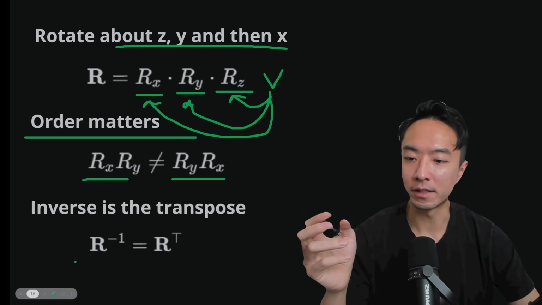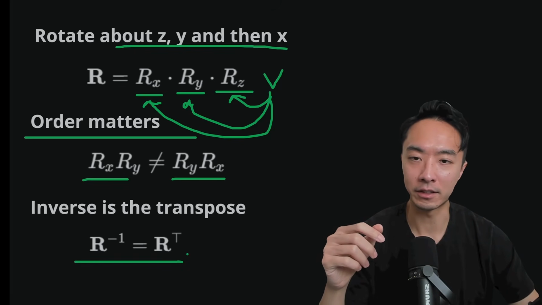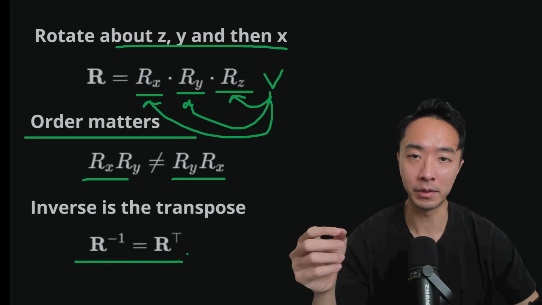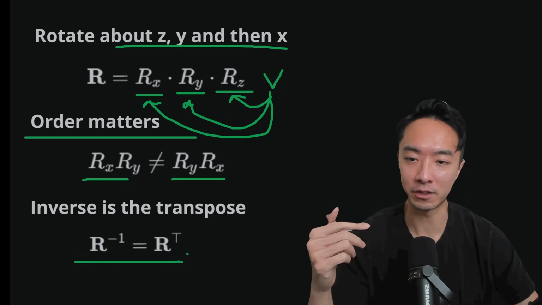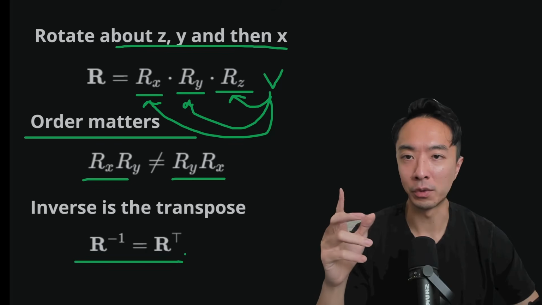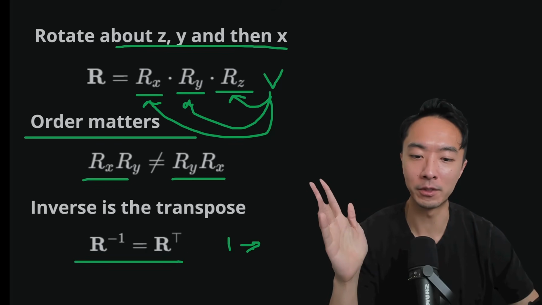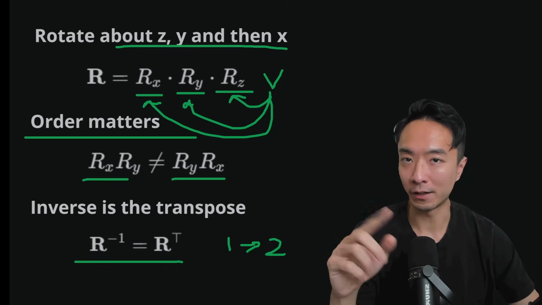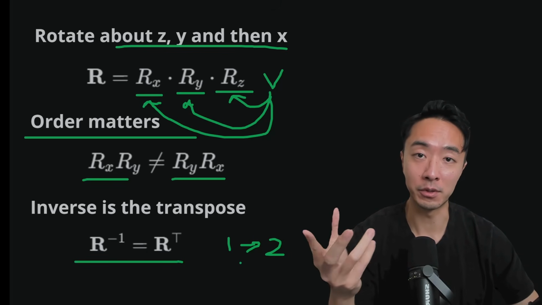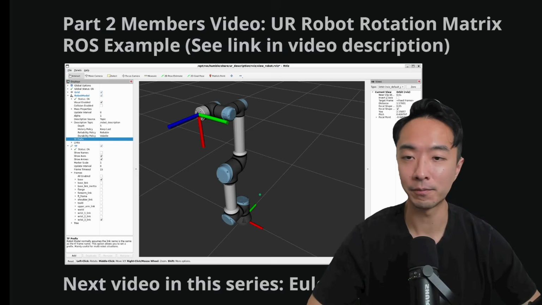And the inverse is a transpose. So this is actually a very nice property of it, which makes the computation very light. So when you want to go between frames, like let's say from frame 1 to frame 2, and you want to go back and forth, you just need to take the transpose of the rotation matrices.